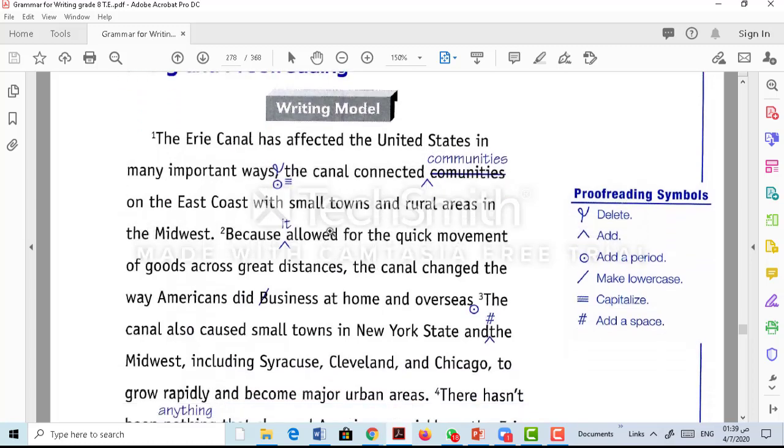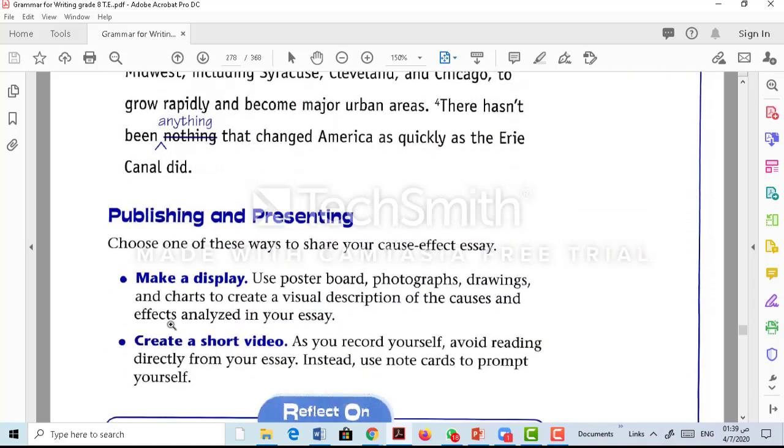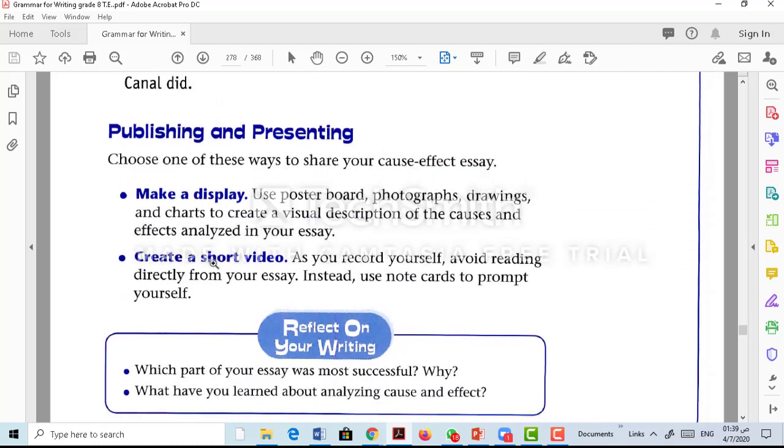Then you can also still edit by finding mistakes, deleting words, adding words. Use these symbols to edit your essay, and then you publish it. Last thing, you publish it.